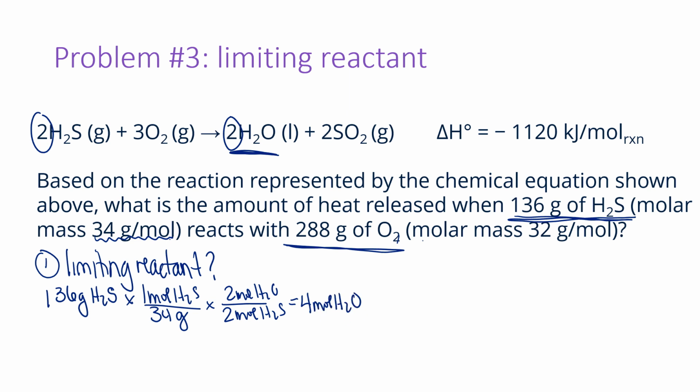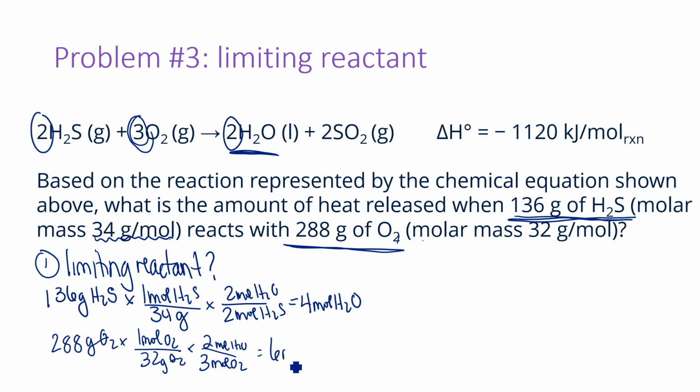Okay, and then let's do the same thing but for oxygen. We've got 288 grams of oxygen, and we can see that 1 mole of oxygen is 32 grams. And then based on our coefficients here, for every 3 moles of oxygen, we make 2 moles of water. So if I plug this in my calculator, 288 divided by 32, that's 9, times 2/3, that's 6 moles of H2O. So what this tells me is that H2S must be my limiting reactant.